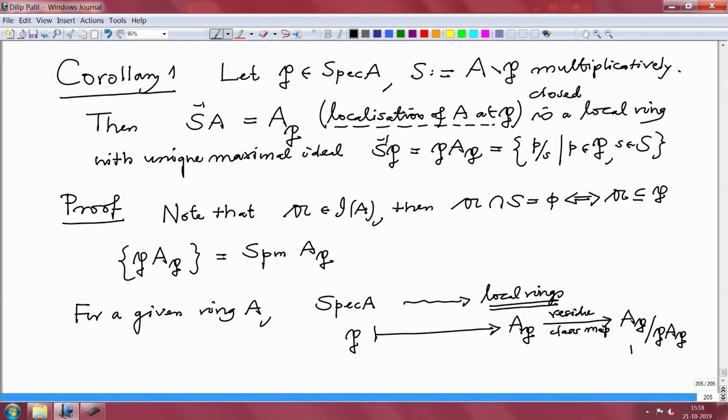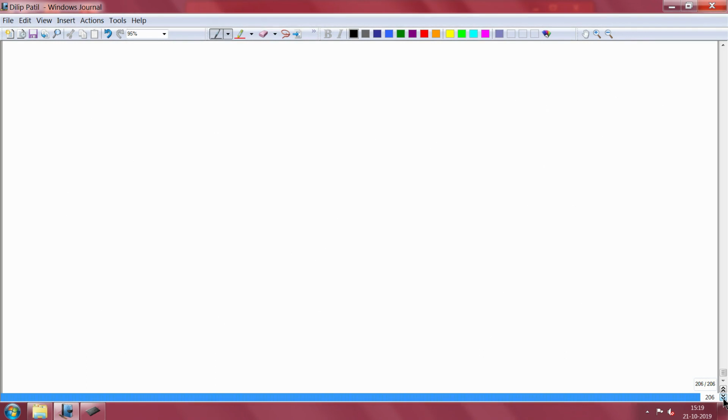And one can check this is, in fact, the quotient field of the integral domain A mod P. This is the quotient field. This equality you should check. So, for each prime ideal, we want to understand a local ring, and that will give you the local information when we go back to the study of topology, Zariski topology. This we will take up after we have finished this section on the localization of rings and modules.